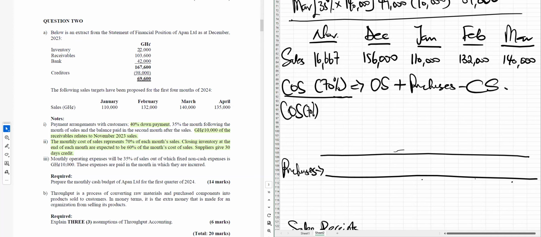11,667. Then 156,000 times 0.7. That's 109,200. 110,000 times 0.7, 77,000. 132,000 times 0.7, 92,400. 98,000.